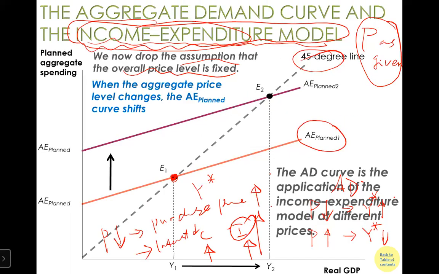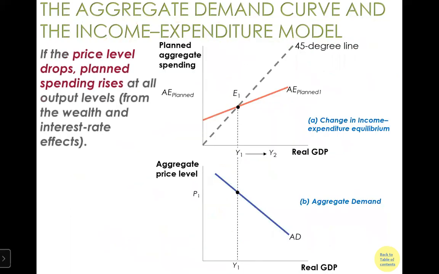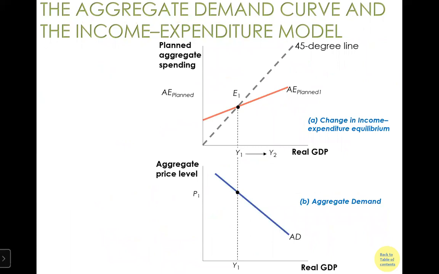Now this curve shifts up, and so we are going to see a new Y star, right? Or Y star changes from Y1 to Y2. Or in other words, when price declines, you're going to see Y increase, right? And then we can put everything together by looking at these two diagrams.